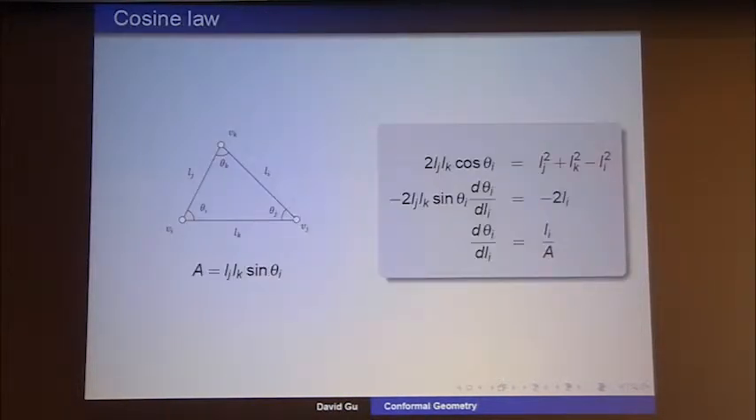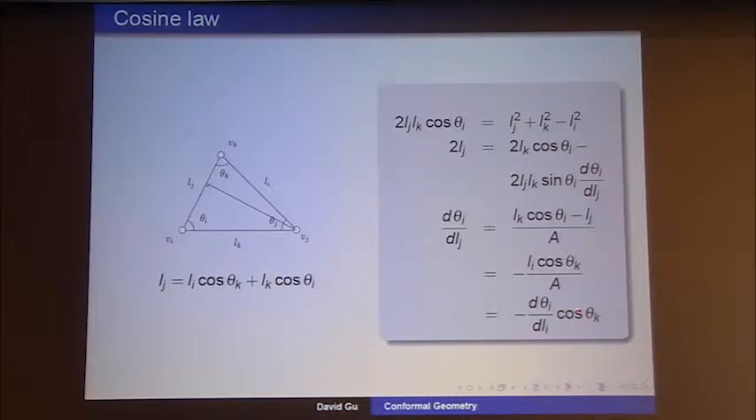Everything comes from the cosine law, so without using too much advanced mathematics, we can do everything. Suppose we have a Euclidean triangle. Then we have 3 edge lengths and 3 angles. We consider the angles as functions of the edge lengths. Then we calculate the partial derivative of theta i with respect to l i. So this theta i, this l i. Then we get this formula just by the cosine law directly.